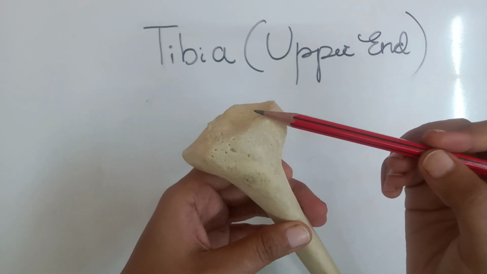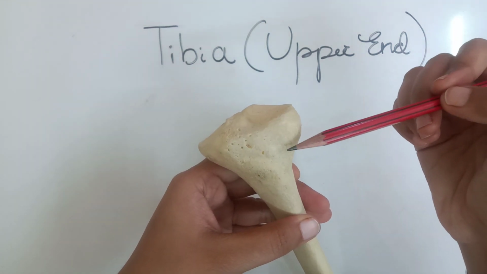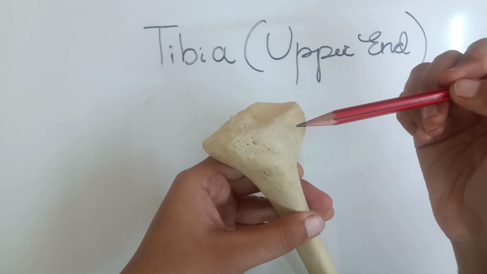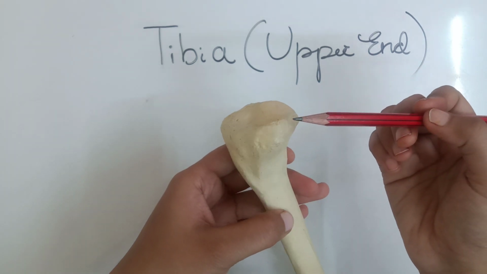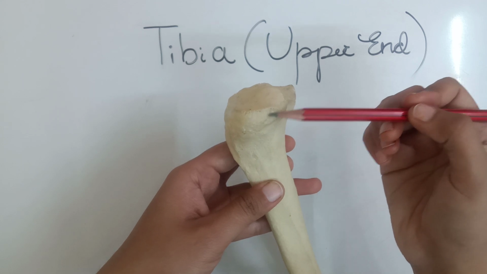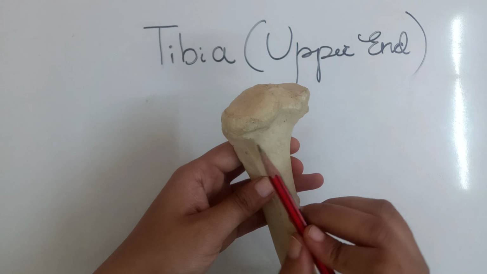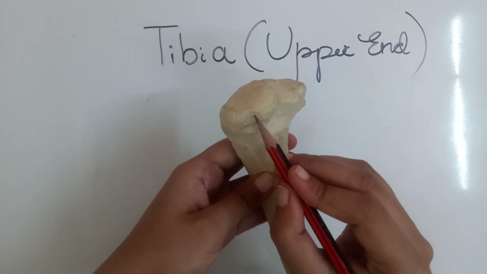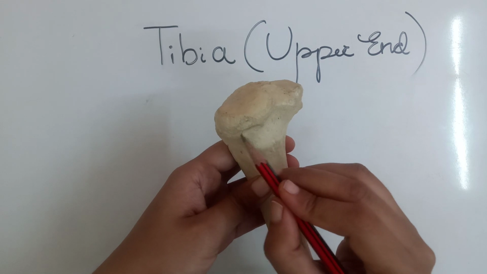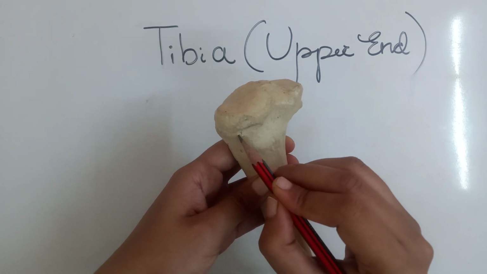Then the lateral condyle. On the anterior aspect, it has a flattened impression that is known as Gerdy's tubercle, and in the posterior it is also marked by a groove. In the posterior inferior aspect, this is the posterior surface and this is the posterior inferior aspect, it articulates with the fibula.